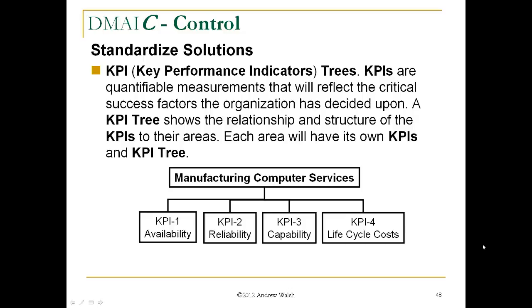Reliability, we want them to perform the way we want them to perform. They should get the correct answers or do whatever function they are supposed to correctly every time we want them to do it. If it needs to print something, it should always print. We shouldn't have problems every other day. Capability, it should be able to do all the things that we want them to do. So if it needs to print, that should be part of the capability. And life cycle costs, of course, the overall costs over the life cycle of using these computer systems are an important indicator.